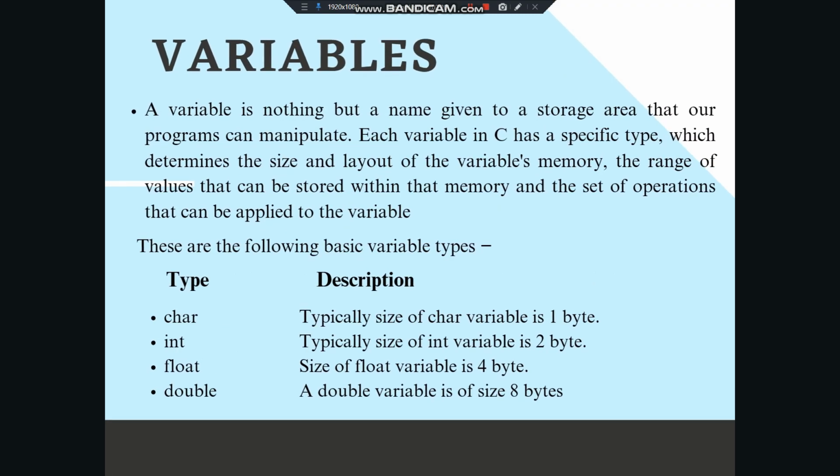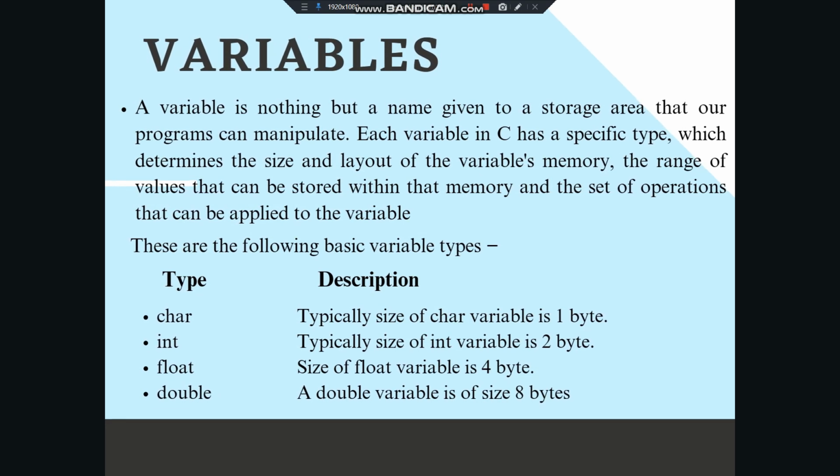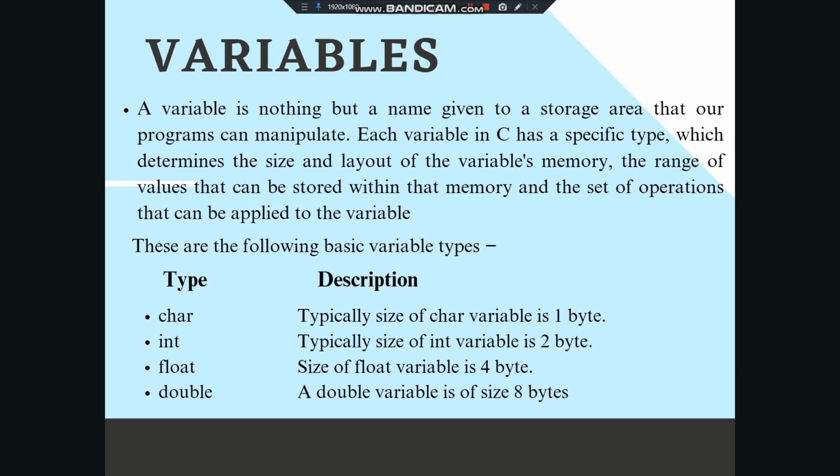We can see the first topic, that is variables. A variable is nothing but a name given to a storage area that our programs can manipulate. Every variable in C has a specific type which determines the size and layout of the variable's memory, the range of values that can be stored within the memory, and the set of operations that can be applied to the variable. These are the basic variable types. The four variable types are char, int, float, and double. The size of char is 1 byte, for int it is 2 bytes, for float it is 4 bytes, and for double it is 8 bytes.